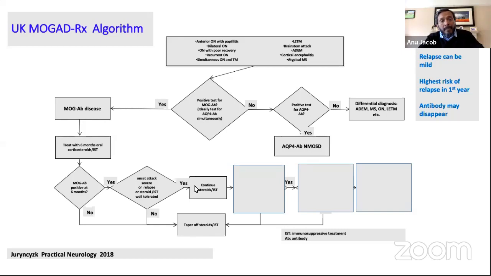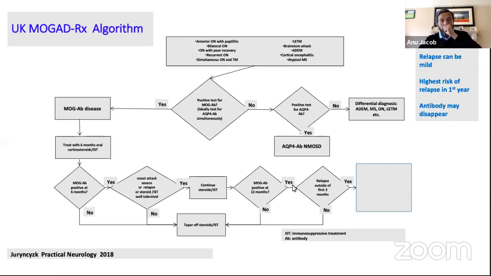So we continue steroids, let's say, and then we retest in about 12 months' time. If the antibody has disappeared, yes, taper it off over a period of 3 months or so. And if it is positive, then we have to think. If they've already had another relapse in the preceding 9 months, that is outside of the initial acute phase, then the illness has declared itself as a relapsing disease. And then let's continue treatment. But if there are no relapses, if the antibody is positive but there's a good chance this might remain monophasic, then we taper off steroids.